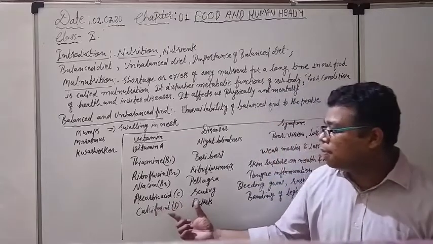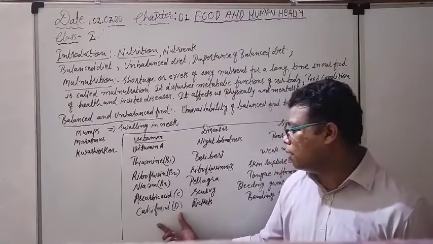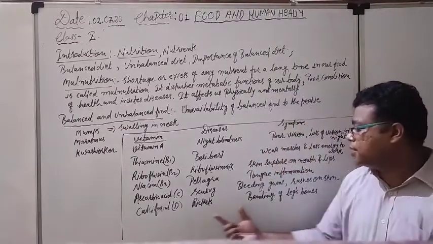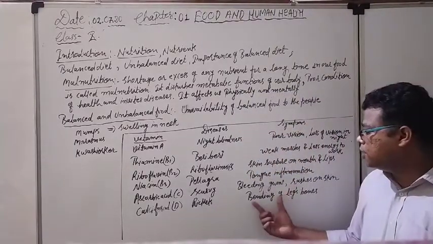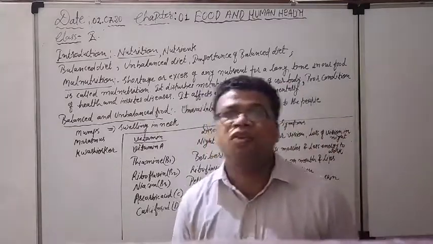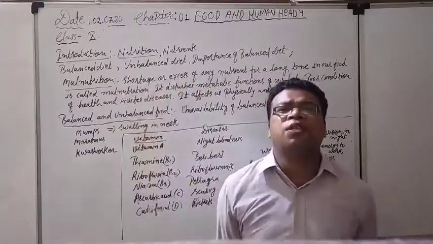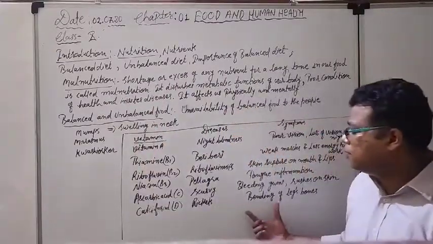Lastly, the chemical name of vitamin D is calciferol. The deficiency disease is rickets. And you can see the symptoms of the disease: bending of the leg bones, meaning the bones of the legs become bow-shaped. So this is the thing.